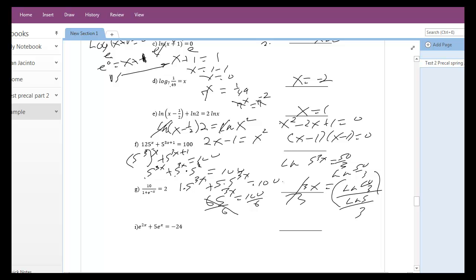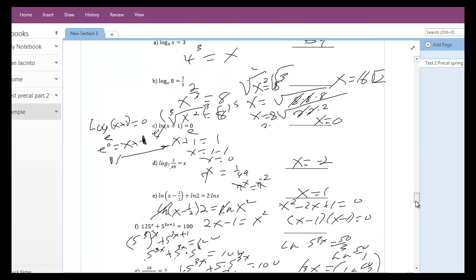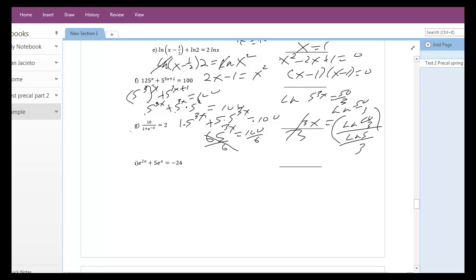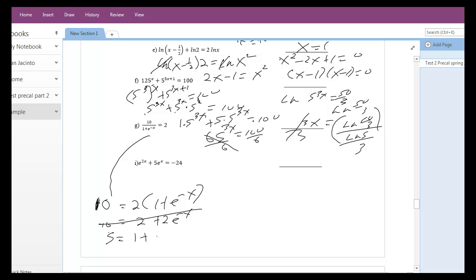Cool. That's F. Let's see if I can squeeze some room in here for this guy. I'm going to bring him right here. You know you're going to multiply both sides by 1 plus e to the x. So that gives me 10 equals 2 times 1 plus e to the minus x. Multiplying this out, 10 equals 2 plus 2 e to the minus x. Actually, I can divide by 2 right here. Get 5 equals 1 plus e to the minus x, which gives me 4, because 5 minus 1 is 4, equals e to the minus x.